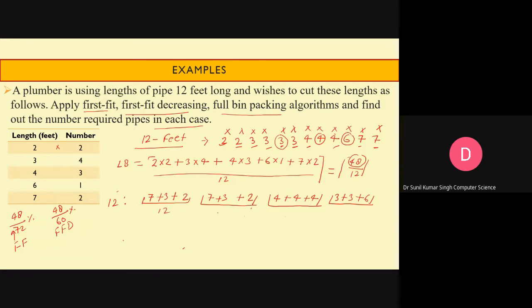And the capacity of the pipes is 12. So how many pipes are required? 1, 2, 3, and 4. Of course you can see 4 pipes are required. If we calculate the utilization, it is going to be 48 divided by 48 into 100. So that means here 100%.